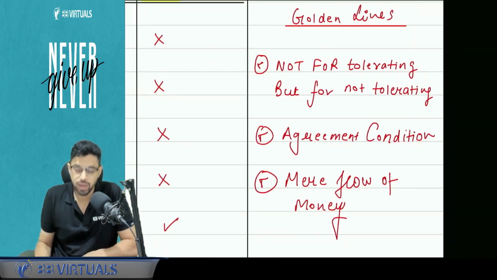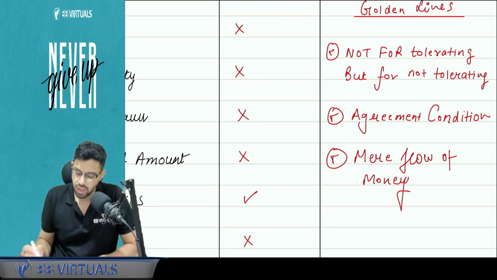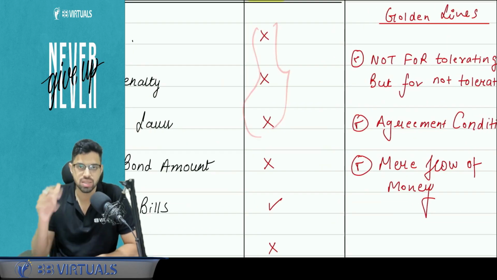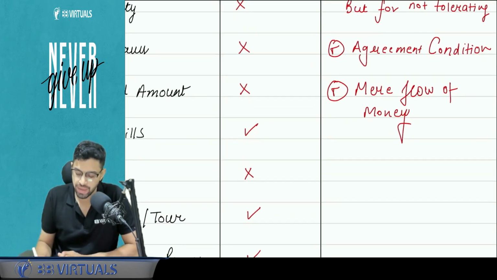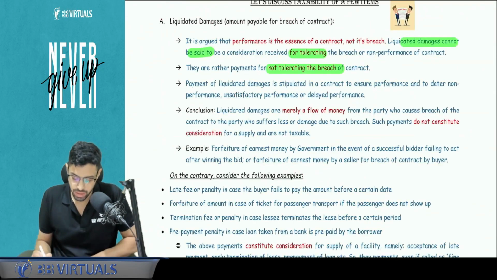3 golden lines need to be there in your answer. That's something that you're not charging under GST. It is not for tolerating but for not tolerating. Okay, next agreement condition, you can state that here there is no agreement to tolerate anything, which is one of the essential conditions for paragraph 5e. And wherever you are saying no GST, you will state that it is a mere flow of money transaction. Is it clear? Okay, yes, we can move ahead.